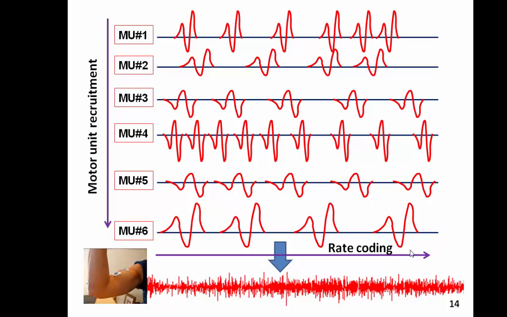And rate coding refers to a change in frequency of the activated motor units during a contraction. So with the first motor unit, we see an increase in the activation frequency of motor unit 1. With motor unit 4, we see, as time progresses, an actual decrease in the frequency, how many times it's generating an action potential in the same period of time.